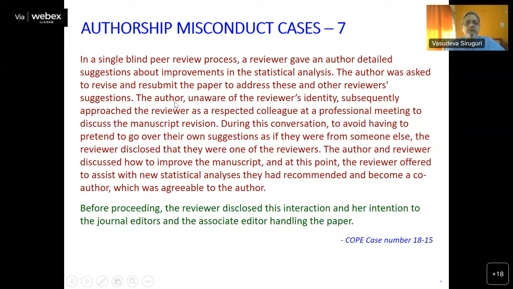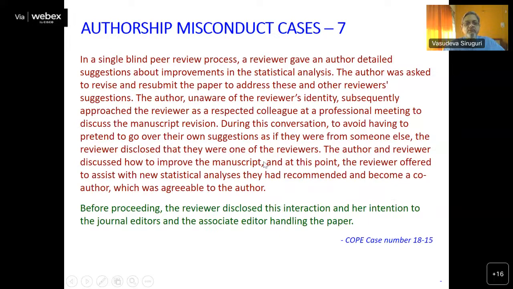And the author actually, see what the reviewer did was, when he sent this message to the author, he didn't send it as a reviewer. So the author was unaware of the identity of this reviewer. And he even approached them in a conference and then discussed this manuscript review. The reviewer actually disclosed the identity that he was one of the reviewers of the manuscript.